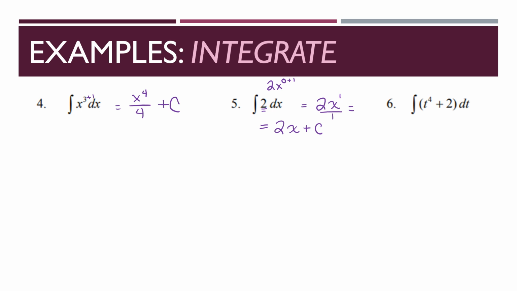We just take this one piece at a time, just like when we were taking our derivatives. So this is going to give us t to the 5th divided by 5 plus 2t and plus our mystery constant.